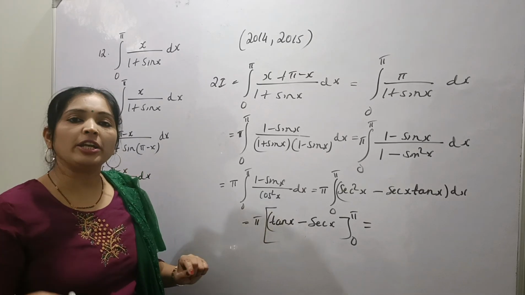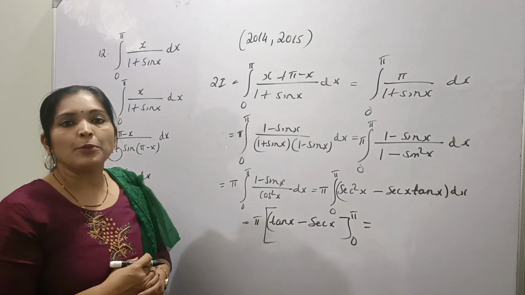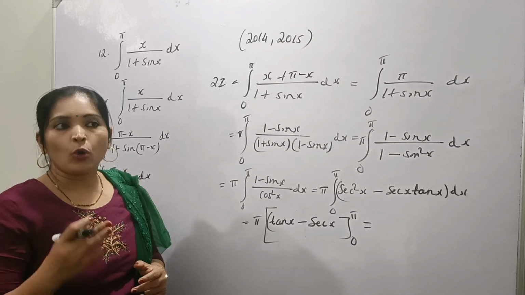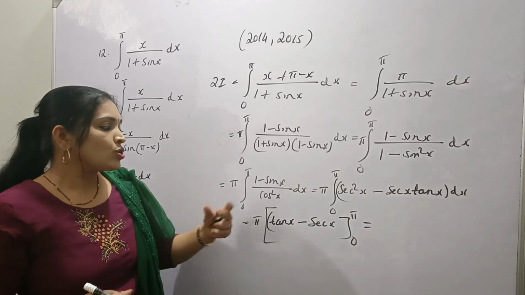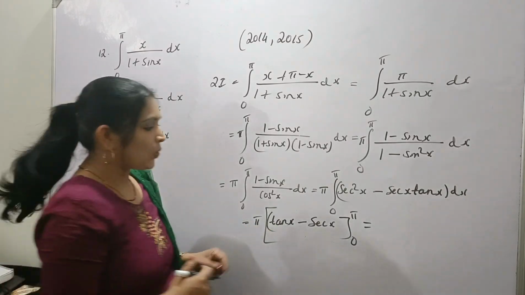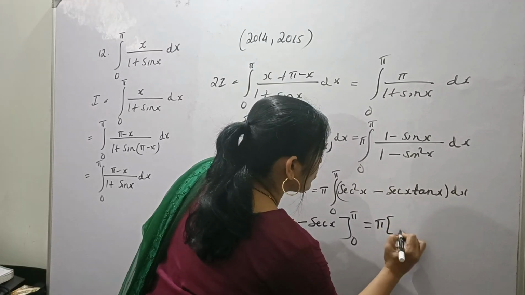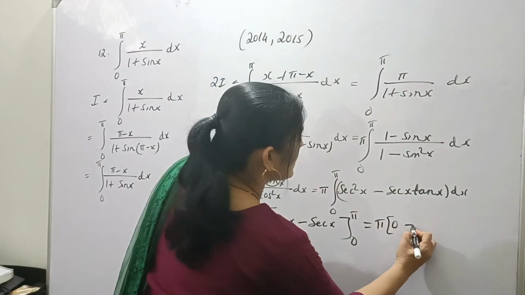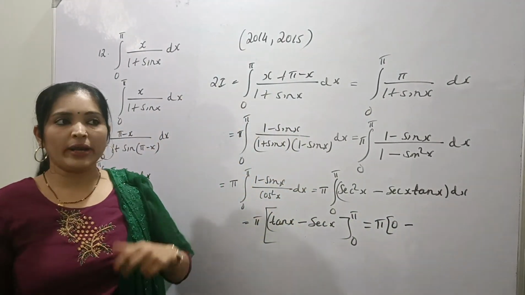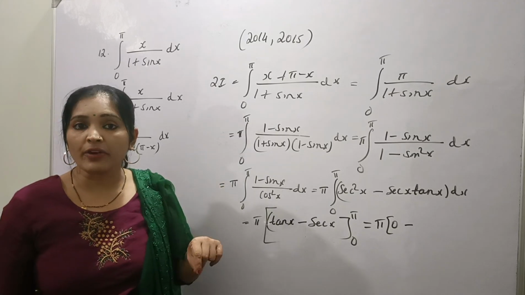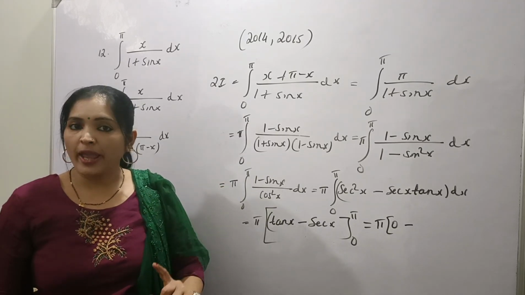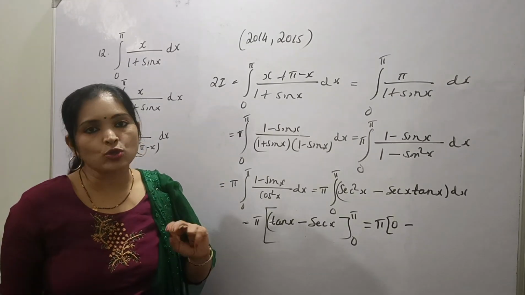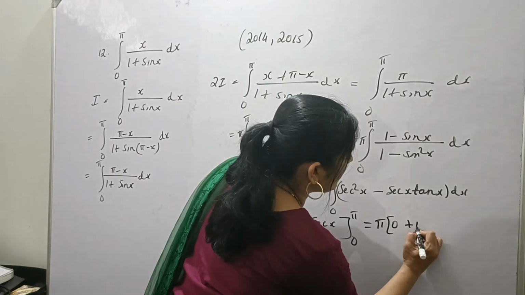See, sin pi divided by cos pi. What is sin pi? 0, right? 0 divided by cos pi, which is minus 1, so tan pi is 0, okay? So it is pi into 0 minus sec pi. What is sec pi? 1 divided by cos pi. Cos pi is minus 1, so sec pi is also minus 1. So minus minus becomes plus 1.